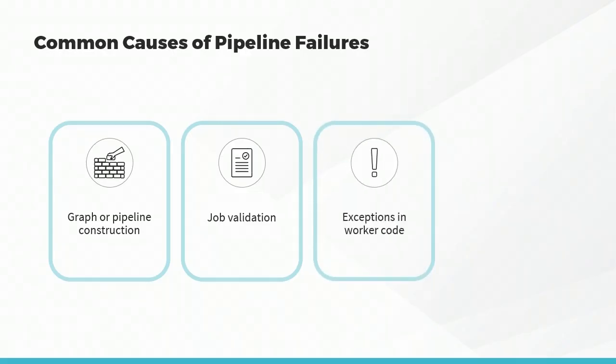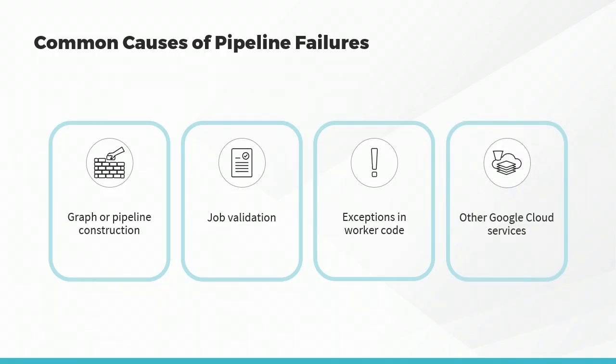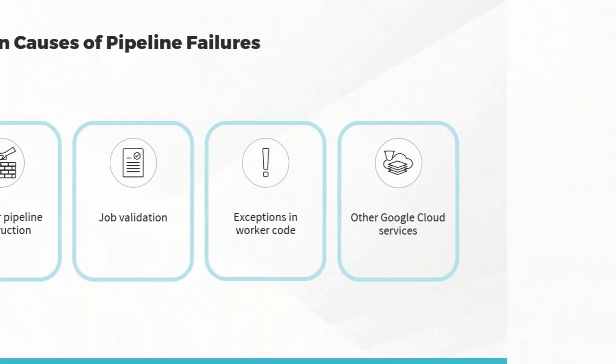You'll have exceptions in your worker code. These are bugs in the user-provided code that Dataflow is distributing to all the parallel workers. This is more like there's a problem in your code, like a runtime error in that code. And there are even other Google Cloud services that can potentially create errors. These are transient failures in those cloud services. So your pipeline might fail because of a temporary outage, for example, or another problem in the Google Cloud services that Dataflow depends on, such as Compute Engine or Cloud Storage.